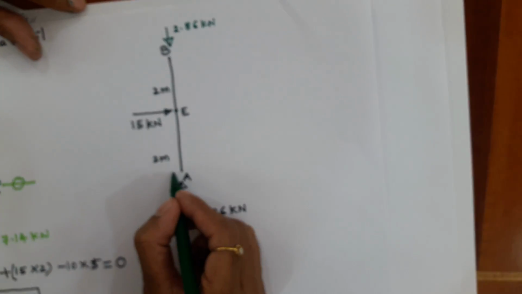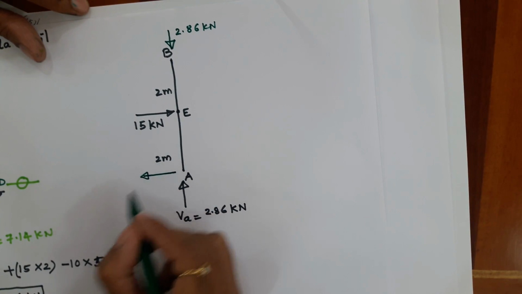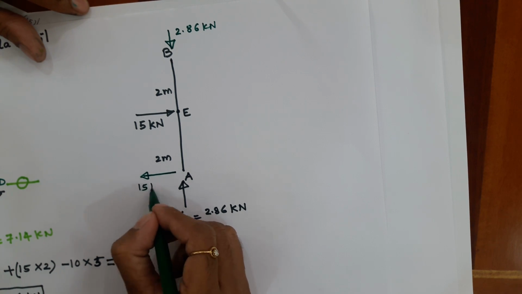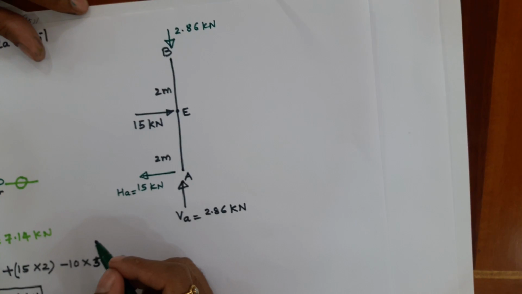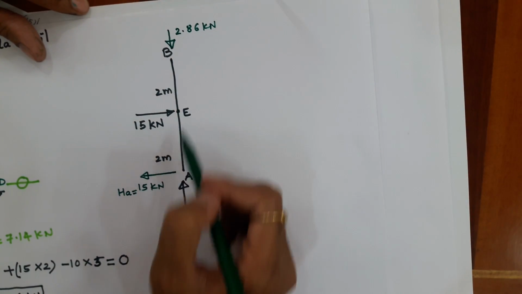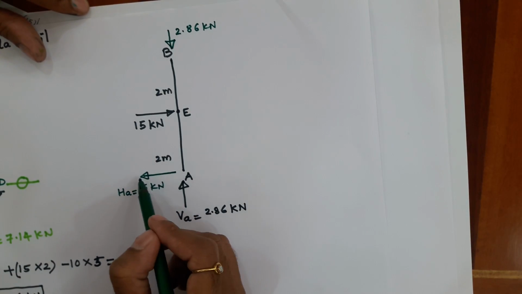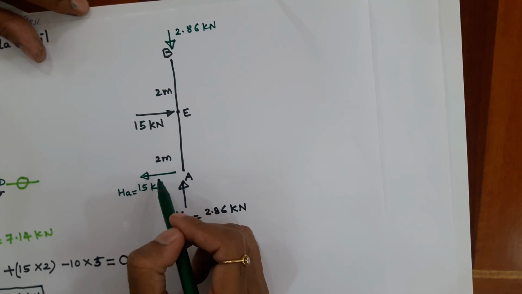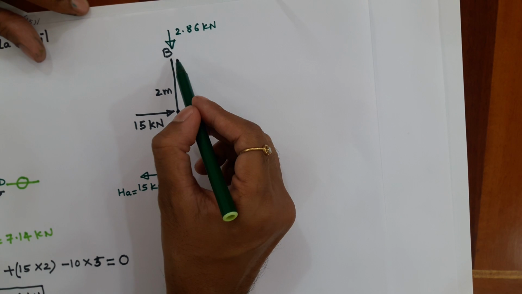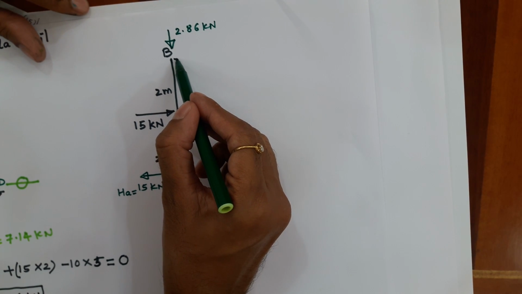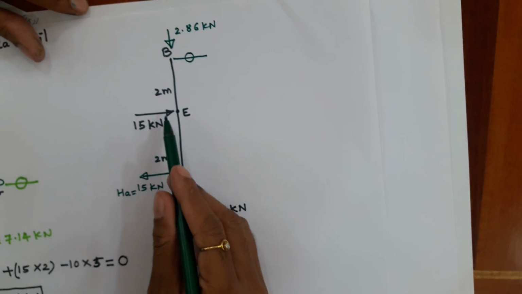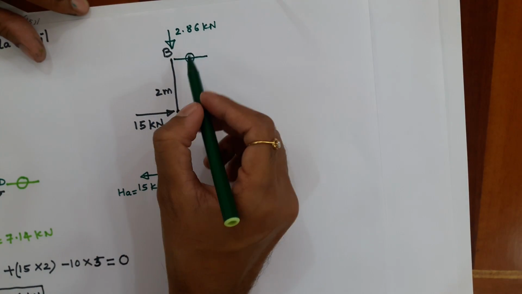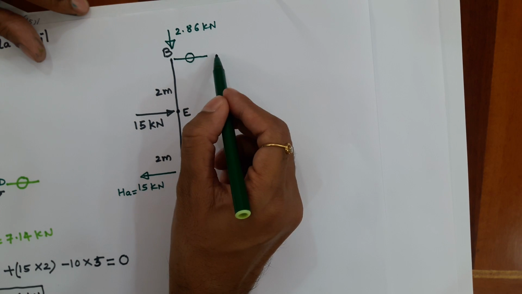Again, we know that this reaction is 15 kilonewton here, that is HA. Already I have calculated initially. Now it is very interesting to see that when I consider this element AB, this 15 is already getting cancelled with this 15. So the net effect of this 15 and this 15 is 0. Therefore the reaction developed here, the internal reaction, is 0. Because since this is getting balanced with this, there will be no force getting developed here.